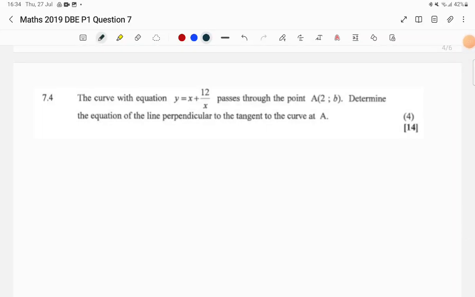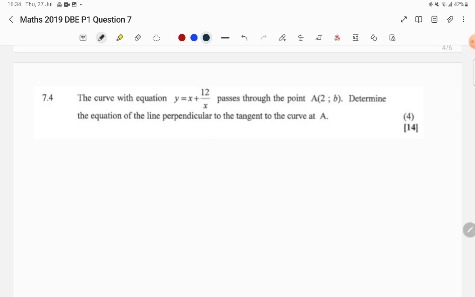Question 7.4. The curve with equation y equals x plus 12 over x passes through the point A, which is (2, B). Determine the equation of the line perpendicular to the tangent to the curve at A.